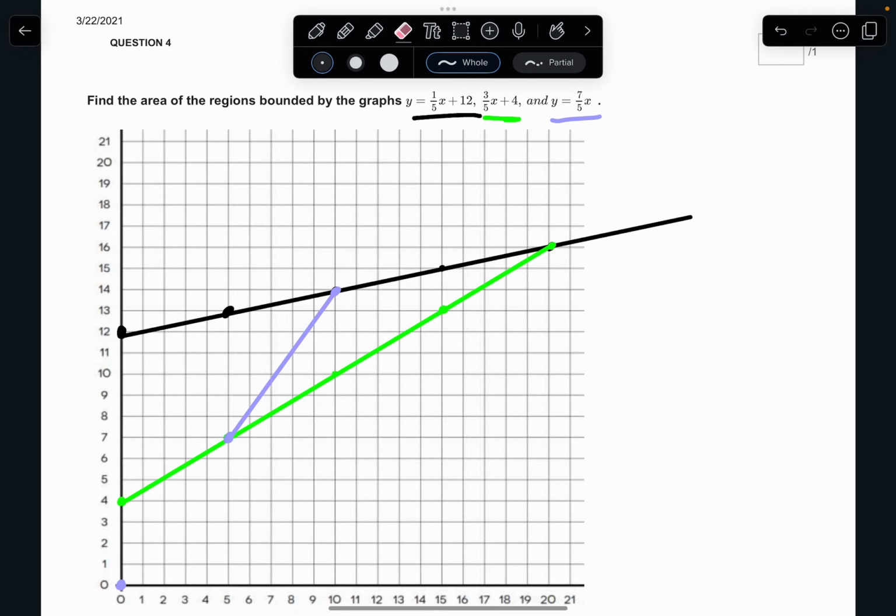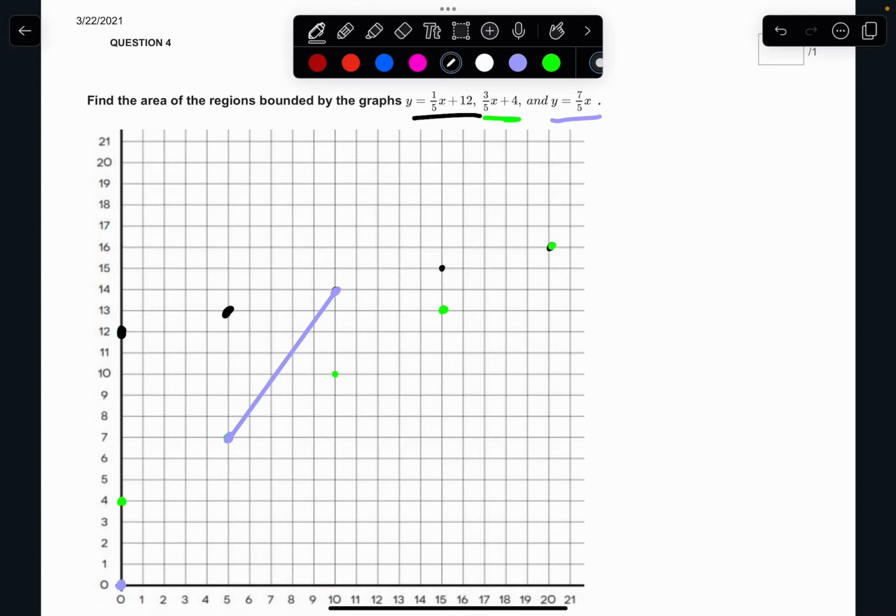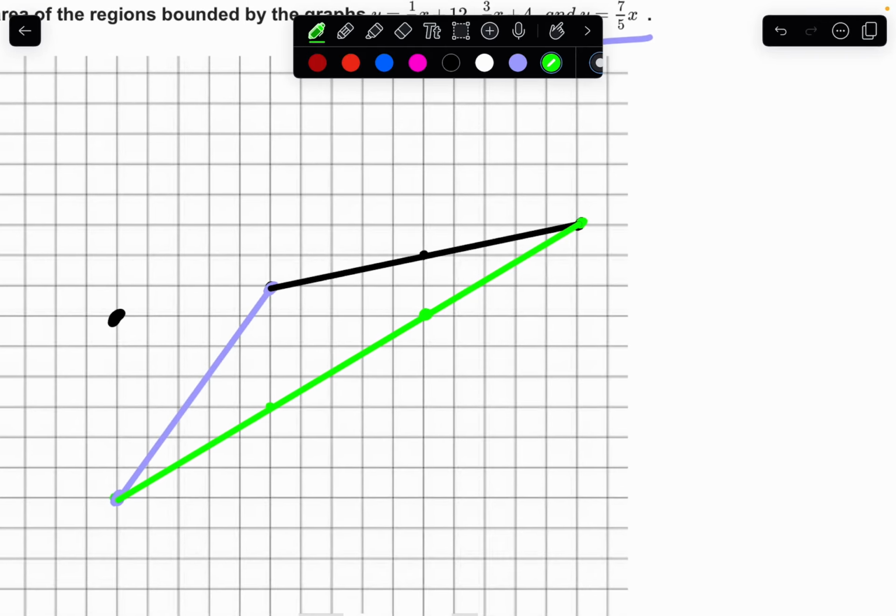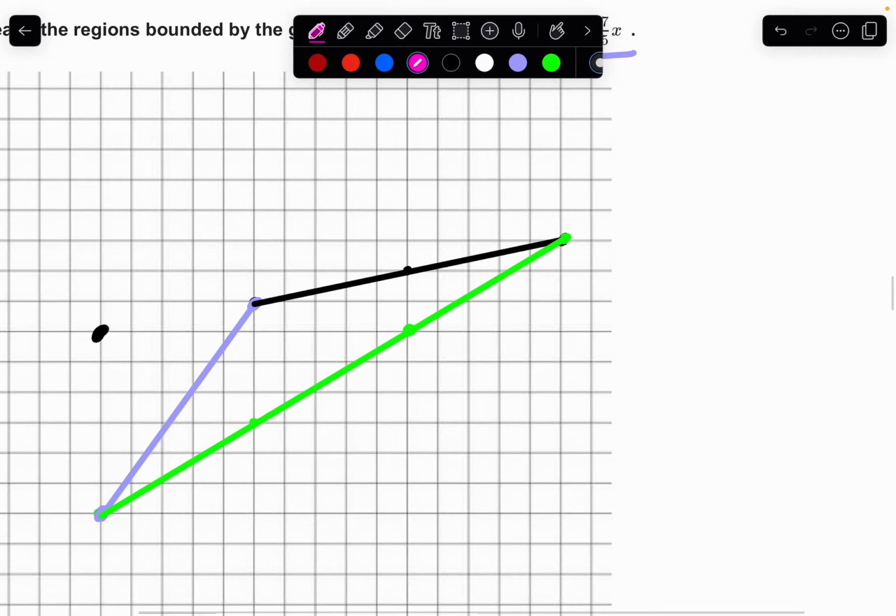So now we know exactly which parts we need. I'm going to erase the excess. We want this part of black and just this part of green. This is the triangle that we want. Okay. There's multiple correct ways to do this.